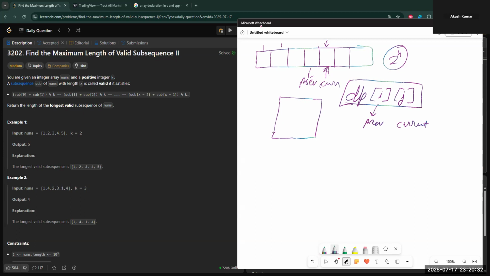The previous can go from 0 to K minus 1. It can be here, maybe here, maybe here; not necessarily just one element behind. So the DP relation for this problem is DP[i][j] equals DP[j][i] plus 1. Let me explain it in more detail.